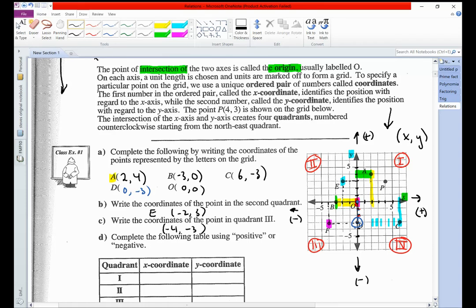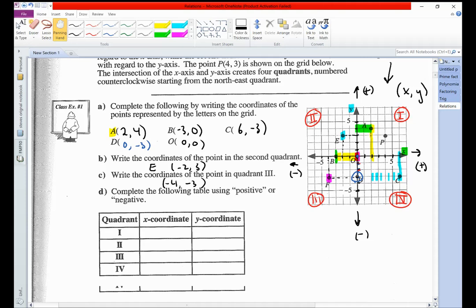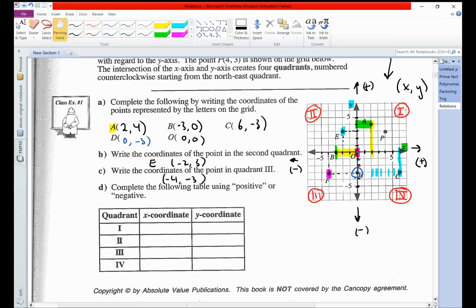Yay. So that is how you graph points. I know it's a bit of a highlighting mess there. It really is a lot more simple than my diagram makes it.